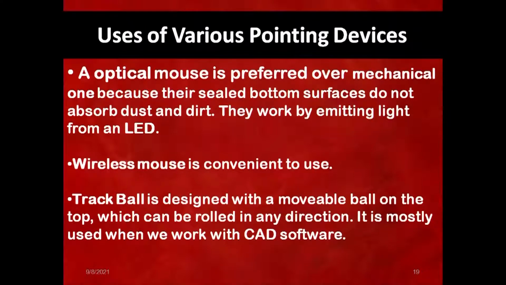Why? Because the mechanical mouse generally absorbs dirt and dust so easily, because of the bottom sealed design of the optical mouse, it does not absorb dust and dirt. That is why nowadays optical mouses are preferred over mechanical mouses. And how they work: the optical mouse works by emitting light from an LED. Then the next kind of mouse we have discussed is wireless. A wireless mouse is very convenient to use.